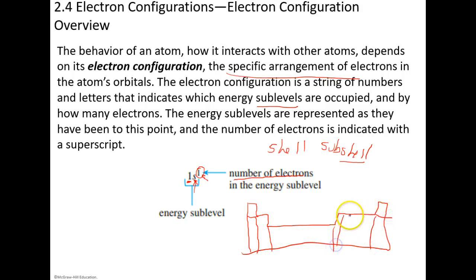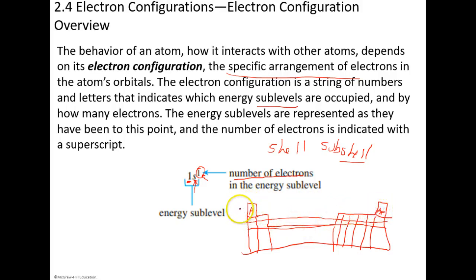Okay, so 1, 2, 3, 4. I think 1, 2, 3, 4, 5, 6. Perfect. All right, and then we should have one here. Sorry for the crude drawing. Okay, so here's hydrogen. Here's helium.